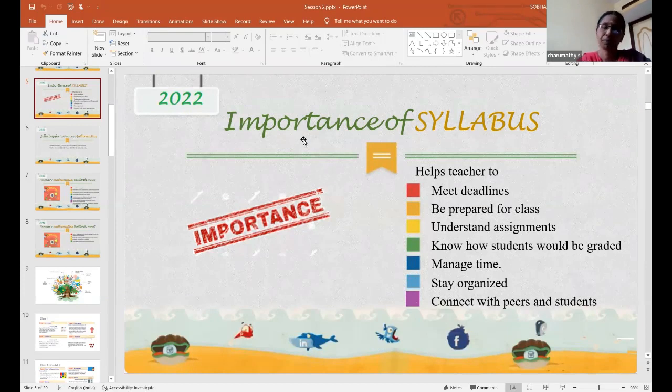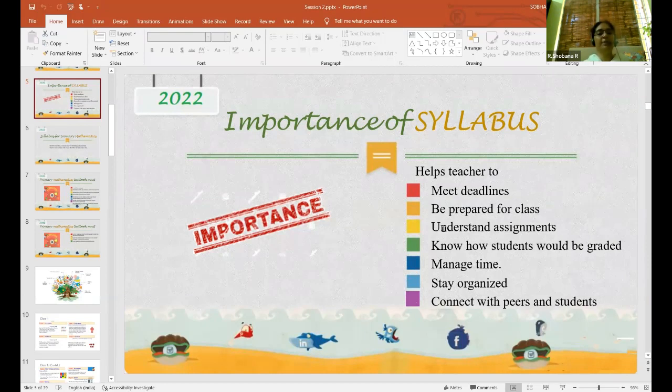Yes, ma'am. So I've just listed a few reasons. It helps teachers to meet deadlines. We are all clear as to what topics are to be covered by what date, which also helps in uniformity across the school, so that all the children are on par with each other about what they learn, and it makes us ready for the class. As we all know, we have a lesson plan to prepare. If we are very clear about the syllabus and the learning objectives that are to be taught to the children, we can be more prepared for the class with our lesson plan and resources.